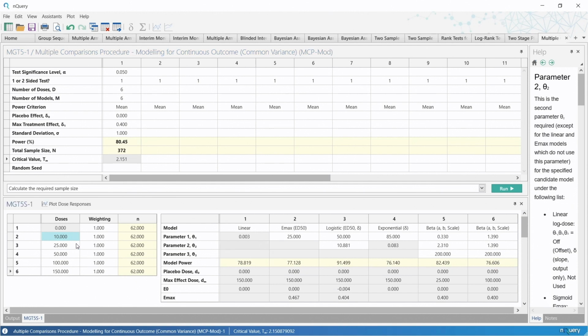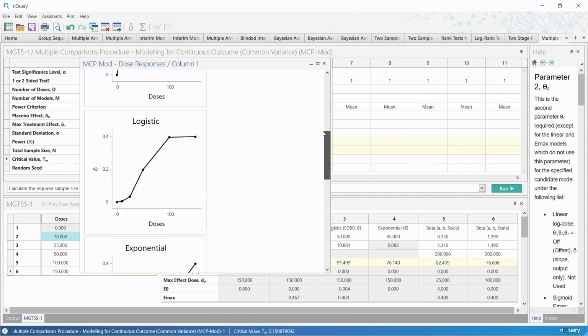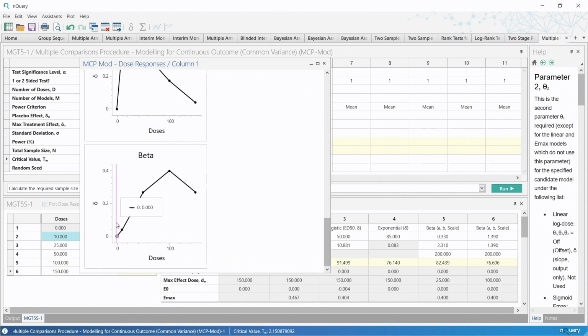We can actually see the dose response curves by selecting the Plot Dose Responses button at the top of the MCP Mod side table. And you can see here the linear, Emax, logistic, exponential, beta models, and you can see the expected doses under each of these models.